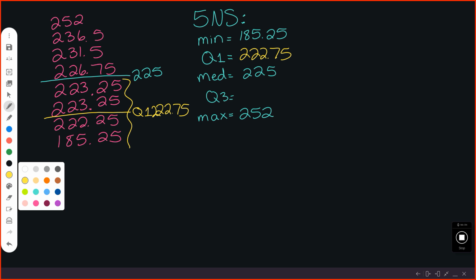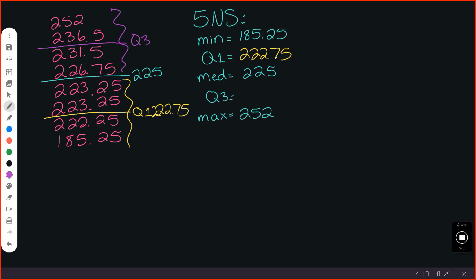All right, and then we'll do purple. This is going to be where I find my Q3. I want the median of this half of the data set. That's going to be my Q3, so I'm going to average those. 236.5 plus 231.5 divided by 2 is 234. So that is my Q3. Okay? Easy peasy. That's my 5-number summary.